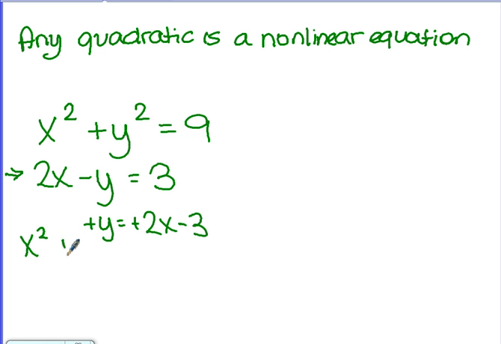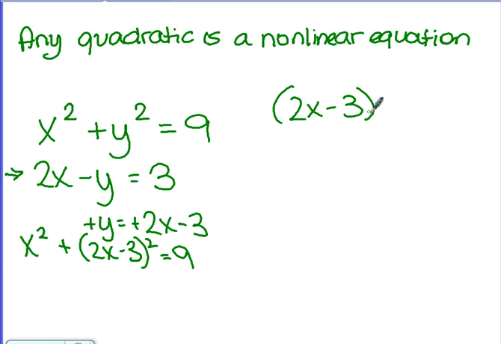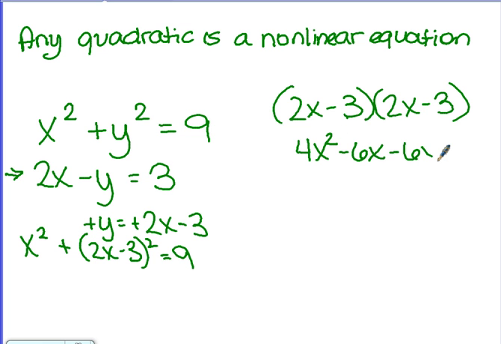In my first equation, in place of y, I'm going to put 2x minus 3. So I have x squared plus (2x minus 3) squared equals 9. We have to square that binomial, which means using the distributive property. So we have 2x minus 3 times 2x minus 3. 2x times 2x is 4x squared. 2x times negative 3 is negative 6x. Negative 3 times 2x is negative 6x. And negative 3 times negative 3 is 9. We add that to our x squared term and set it equal to 9.